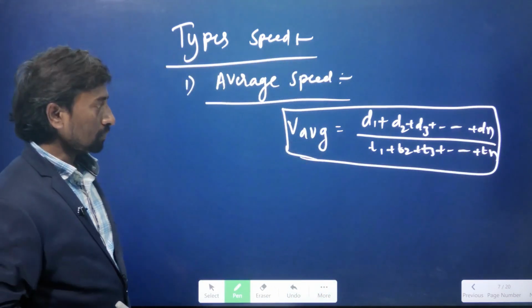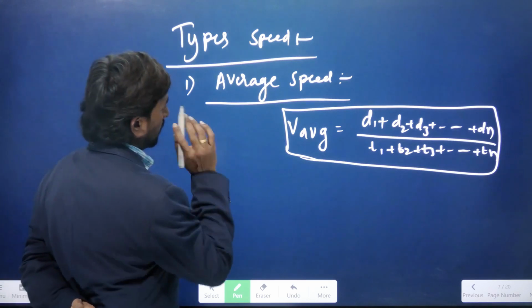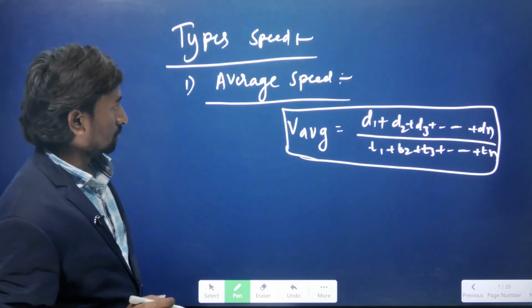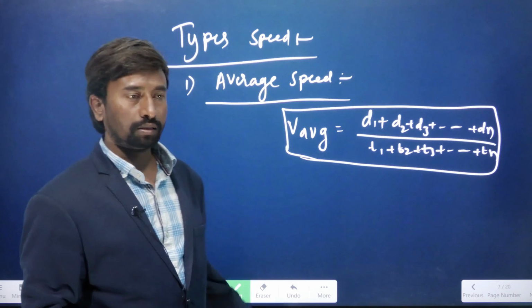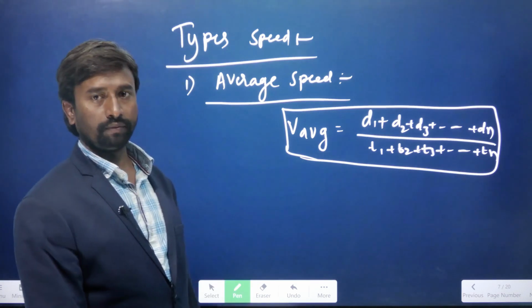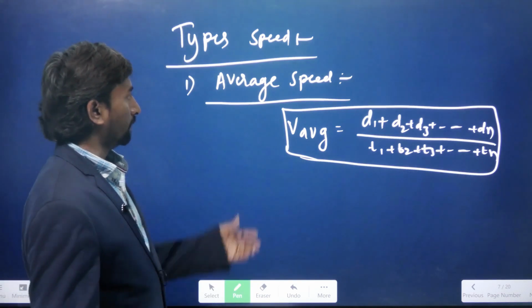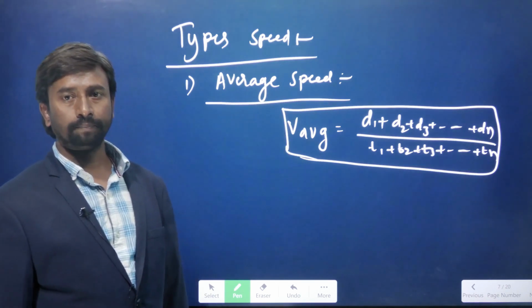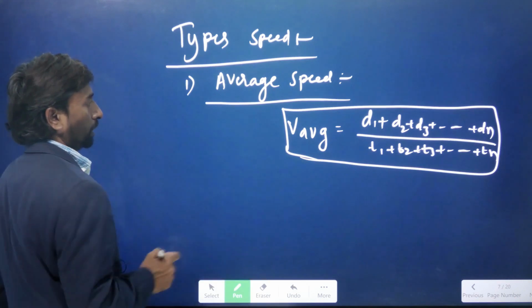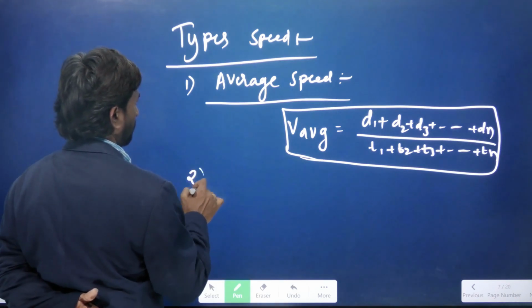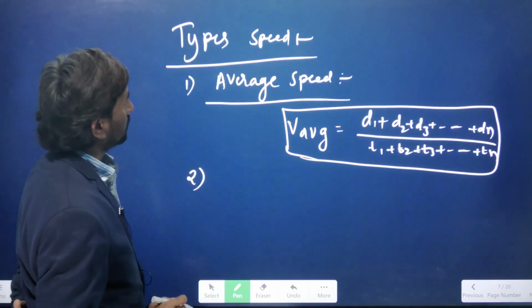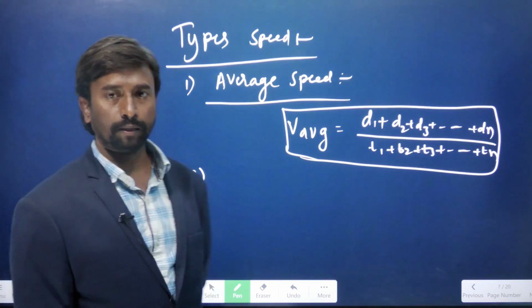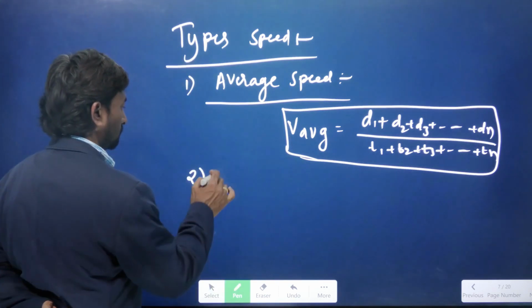Okay. So this average speed will have the same units as the speed and velocity, and even the dimensional formula also. And the average speed is a scalar quantity. Okay. So the next type of speed we are going to see here is the instantaneous speed.